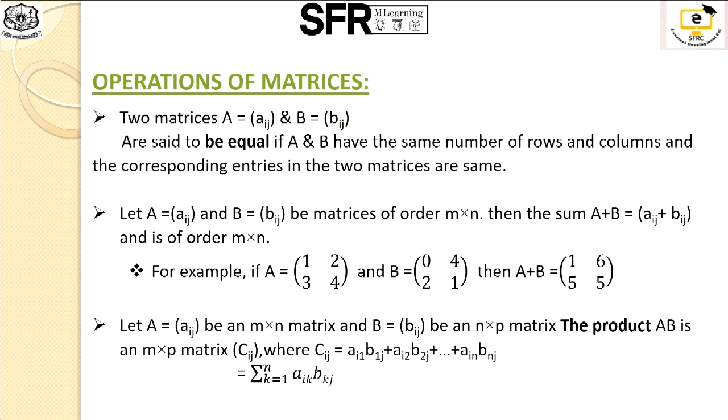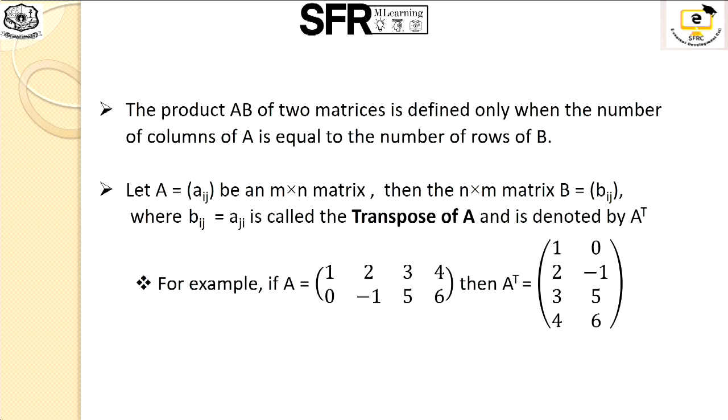An example is given. Now, how can we multiply two matrices? If the first matrix is of order m cross n and the second matrix is of order n cross p, then AB is possible. That means the number of columns of the first matrix equals the number of rows of the second matrix. We get the matrix C with entries Cij denoted as sigma over k of Aik Bkj. The product of two matrices is determined only when the number of columns of A equals the number of rows of B. And the next one is the transpose.